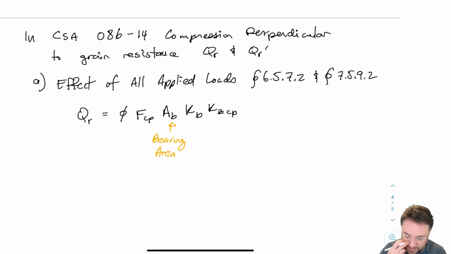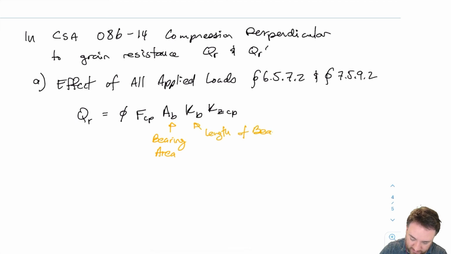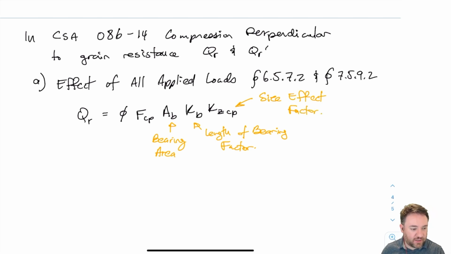So this one here is bearing area, which is going to be a bit different when we do the squeezing case. This one is length of bearing factor. And this one is our size effect factor. We always have some kind of size effect factor in wood. And we are going to go through all of these in detail, but we're probably going to have to split it over two videos in the interest of time.